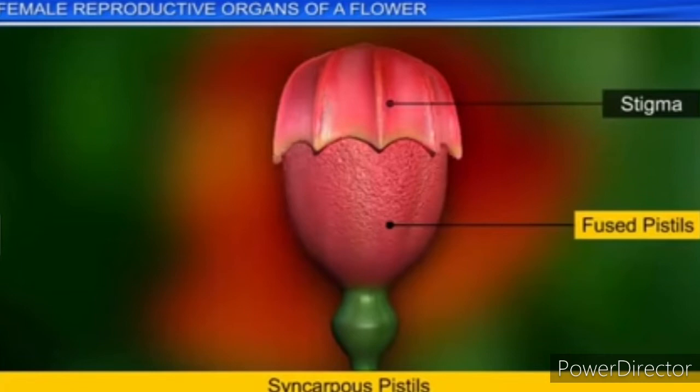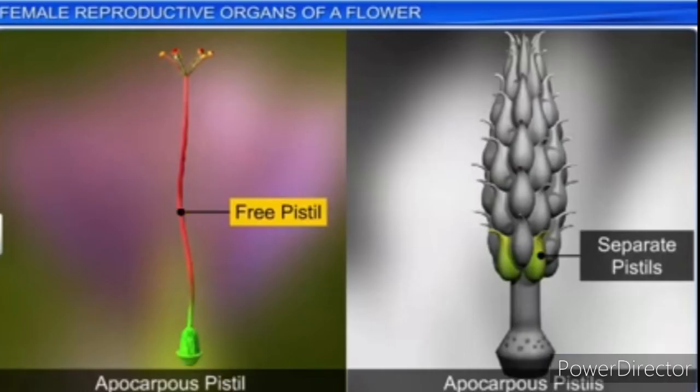When there is more than one pistil or carpel, they may be fused, and then it is called syncarpous. Or they may be free, that is called apocarpous. See that the gynoecium consists of pistils or carpels. It may be monocarpellary or multicarpellary. If it is multicarpellary, it may be fused, syncarpous, or free, apocarpous.